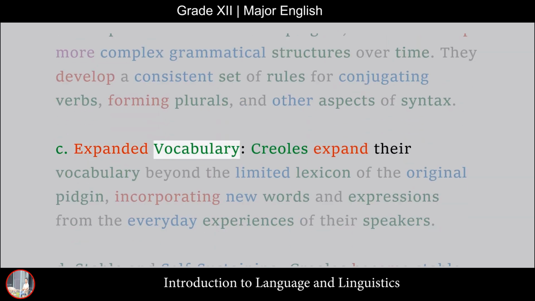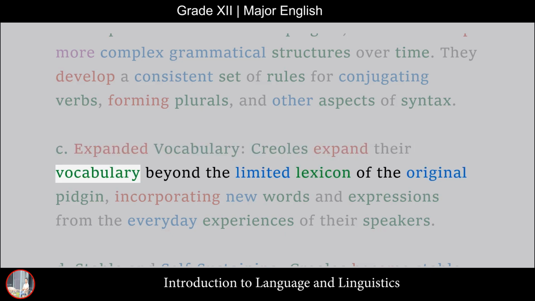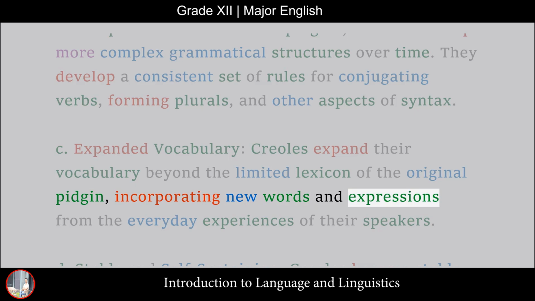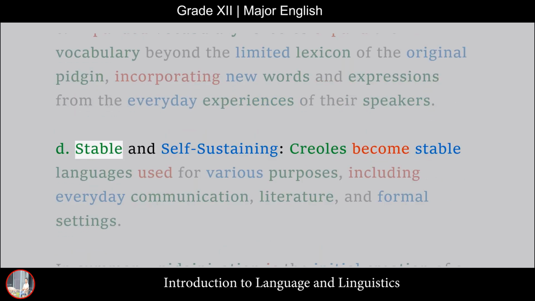C. Expanded vocabulary. Creoles expand their vocabulary beyond the limited lexicon of the original pidgin, incorporating new words and expressions from the everyday experiences of their speakers. D. Stable and self-sustaining. Creoles become stable languages used for various purposes, including everyday communication, literature, and formal settings.